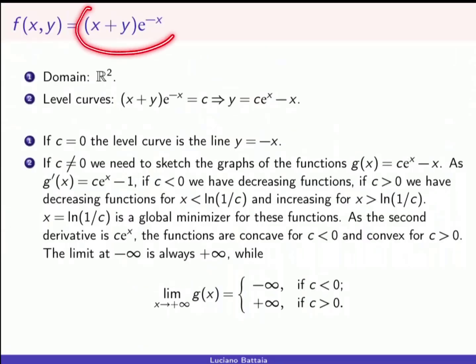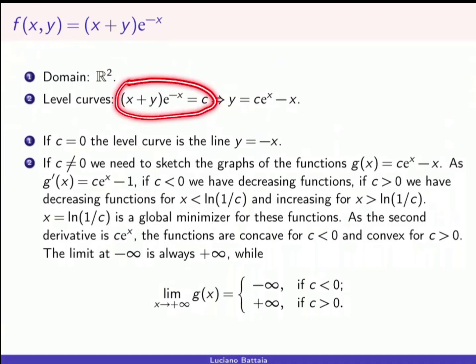Consider the function x plus y e to minus x. In this case, the domain is all the Cartesian plane. We have no condition, and the level curves are obtained by this equation, that is the usual equation. This can be rewritten in this way. If c is 0, we obtain the line y equals minus x. If c is different from 0, we need to sketch the graphs of the functions g(x) equals c e to x minus x. We compute the first derivative, that is very simple. g prime of x is c e to x minus 1.